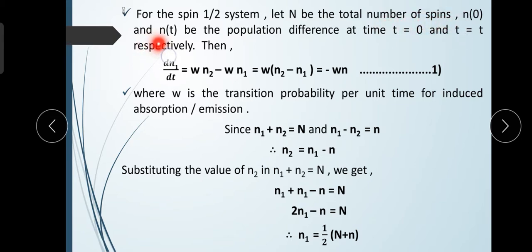For the spin half system, let N be the total number of spins, and let n0 and nt be the population difference at time t equal to 0 and time t equal to t respectively. Suppose we consider a macroscopic sample, and in that let n1 be the number of spins occupying the lower level and n2 be the number of spins occupying the upper level. If we add these two, we get the total number of spins, which is a constant denoted by capital N. And here again we consider n0 and nt as the population difference at time t equal to 0 and at time t equal to t.